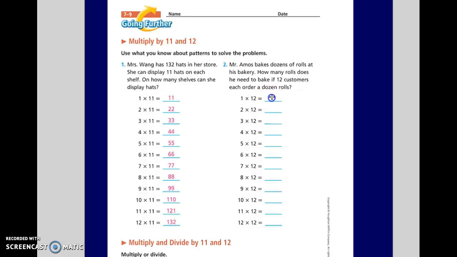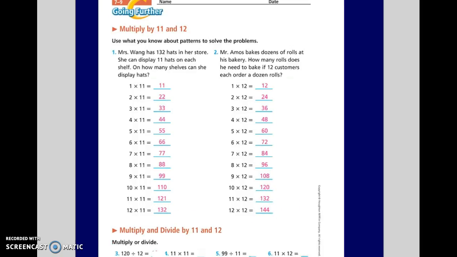Now 12s are a little bit more tricky. We've got 12, 24, 36, 48, 60, 72, 84, 96, 108, 120, 132, and 144.